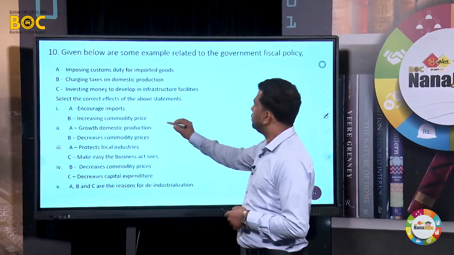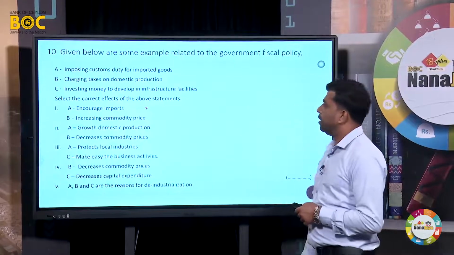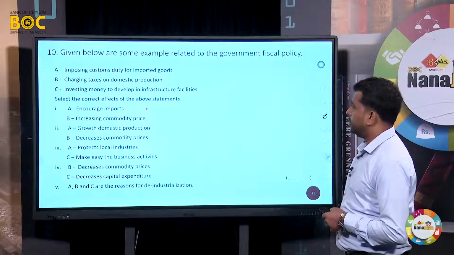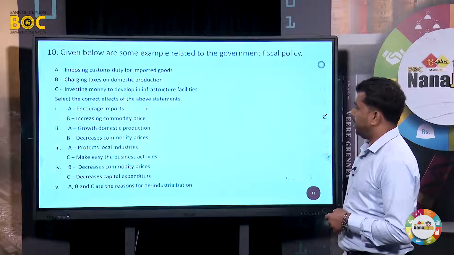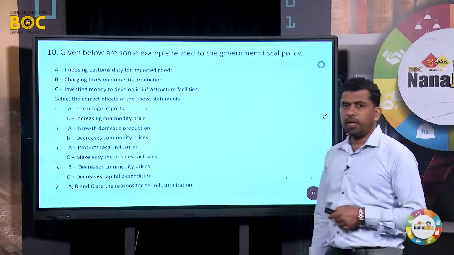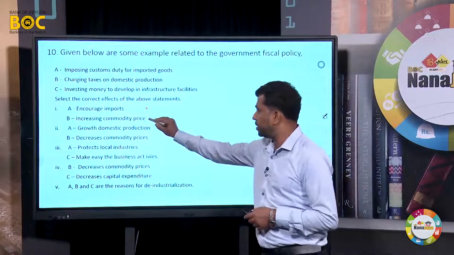It is wrong. Increase in commodity price. B. Charging taxes on domestic production. It is a reason to increase commodity prices, or it is reason for the inflation. This one correct.